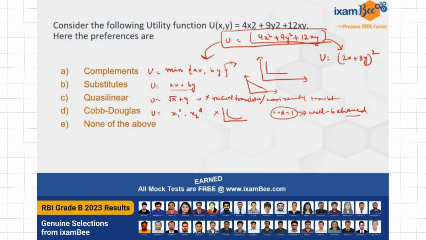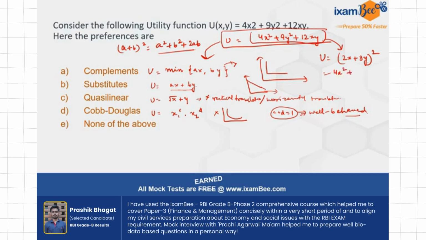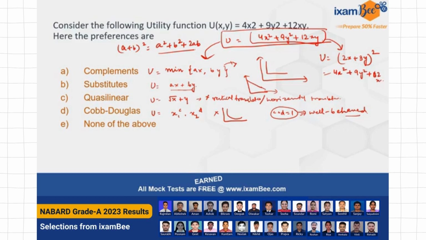Because I can expand this using the formula for a plus b whole square. What is the formula for a plus b whole square? It is a square plus b square plus 2ab, right? So when I expand this, I have 4x square plus 9y square plus 12xy, right? This is what I'll get, which is the same as the original utility function.